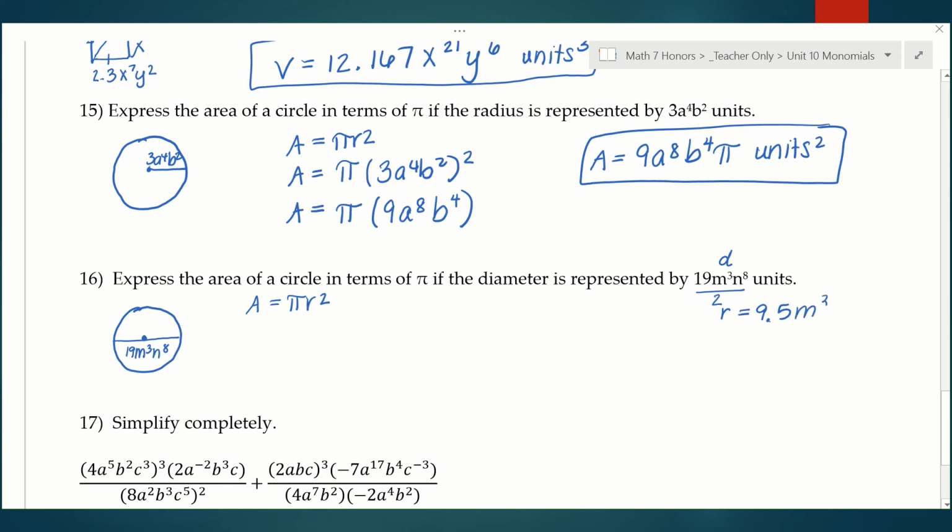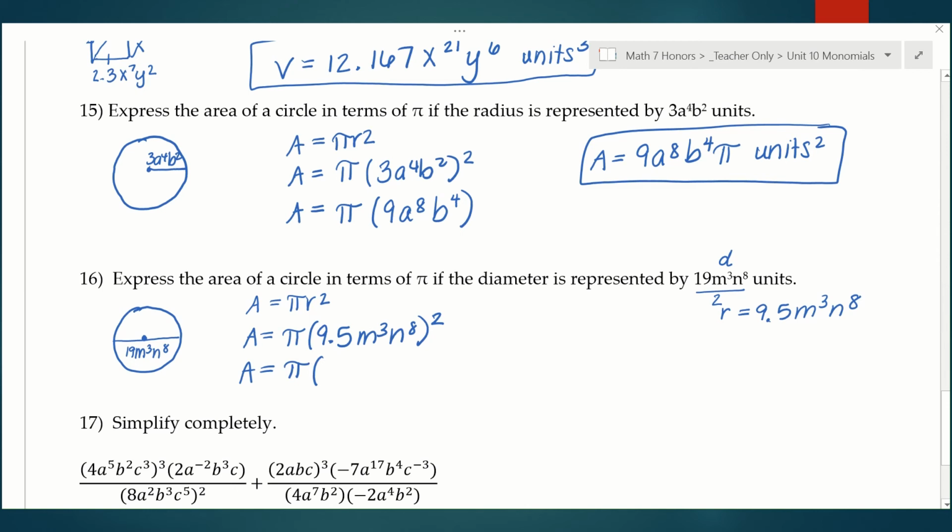And then we subtract the exponents. But since there aren't any variables or exponents that I'm dividing by, it's just going to stay m to the 3rd, n to the 8th. Okay, we never divide our exponents by 2. Because 2 is a coefficient. Okay, so let's plug that into our formula. So pi times, now I have my radius, is 9.5 m to the 3rd, n to the 8th, and I have to square that.